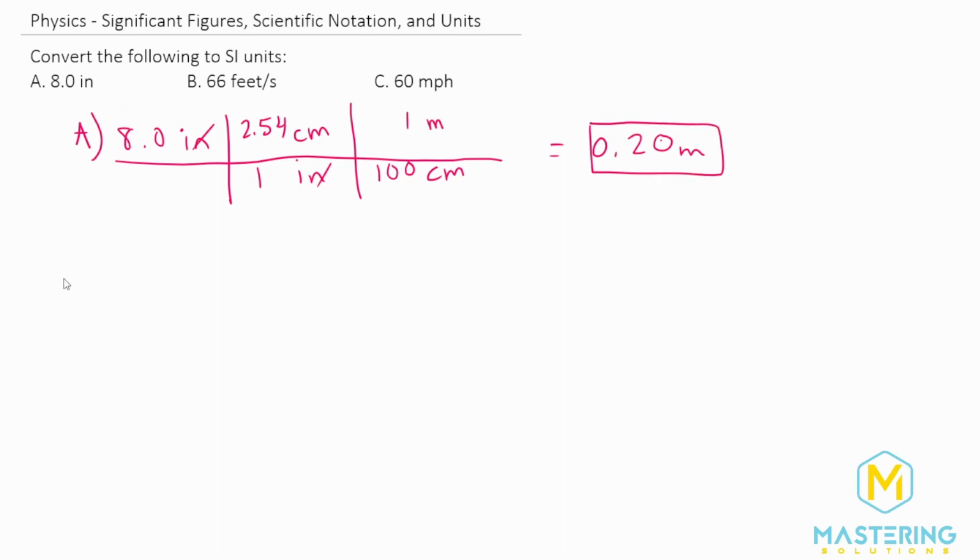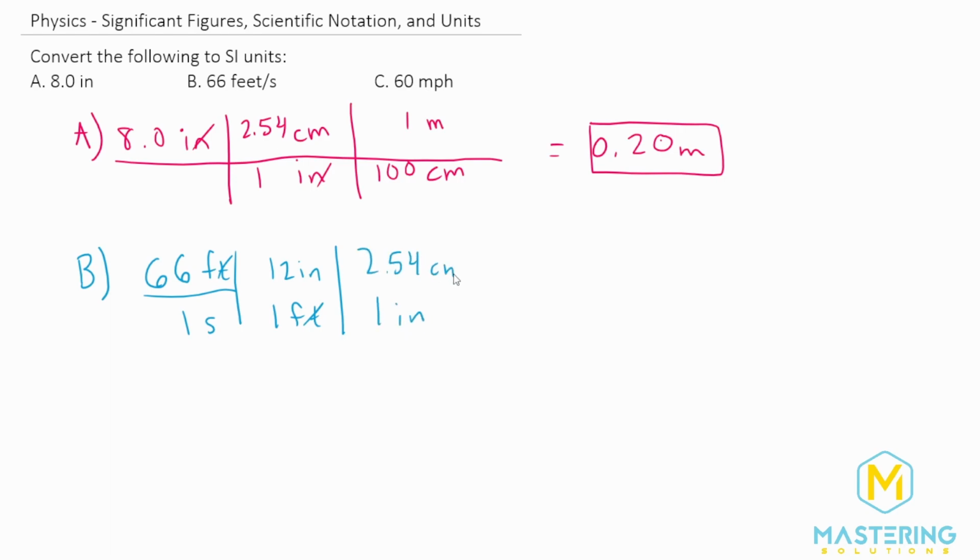Now we're going to go to part B, and they want us to convert 66 feet per second. So 66 feet per 1 second. Let's start out with the length. It doesn't really matter which one you do first. We know that in 1 foot, there's of course 12 inches. So now feet cancel. And just like we did in the last one, in 1 inch, there are 2.54 centimeters.